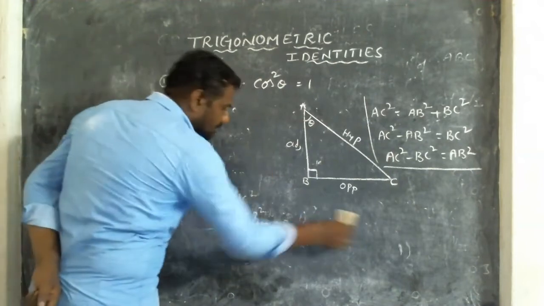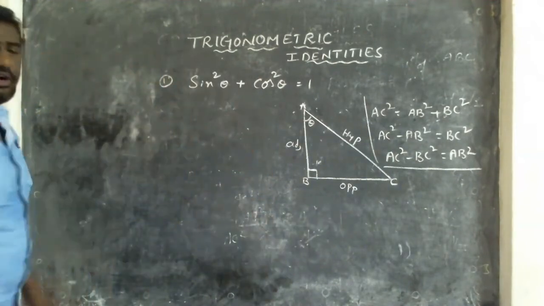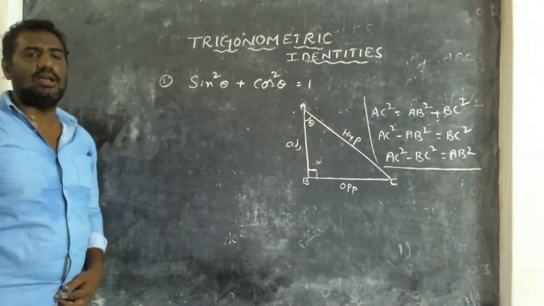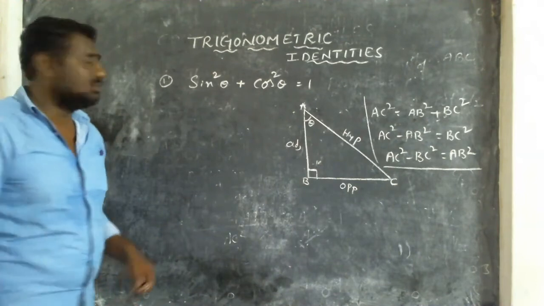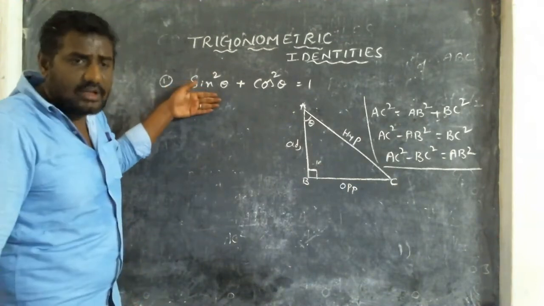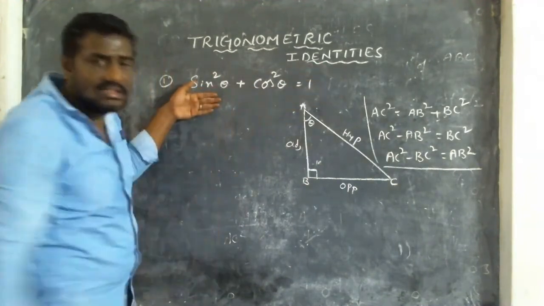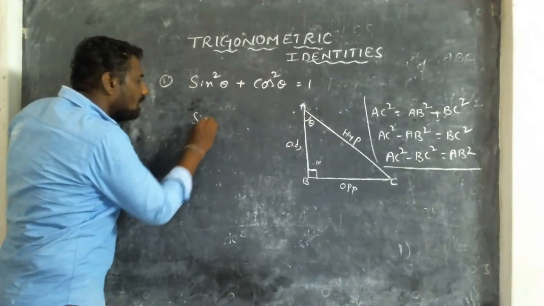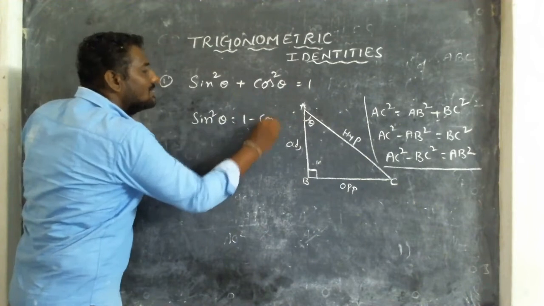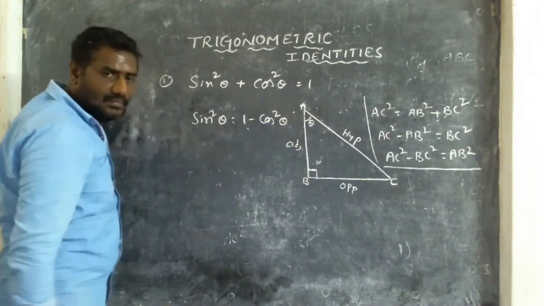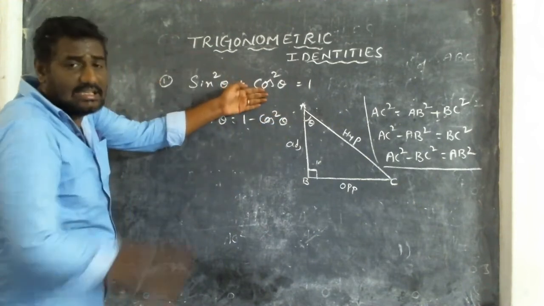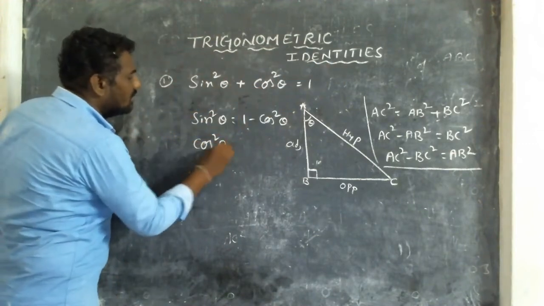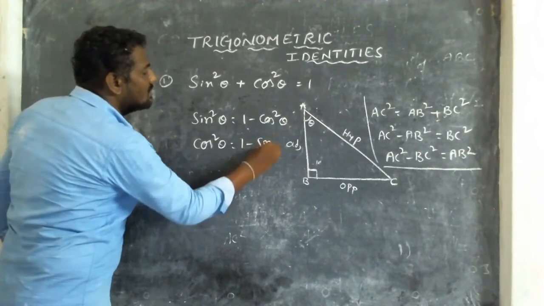Now again, from this formula, we can make two more formulas. What are the two more formulas? First you put sin square on the left side, send the cos square to the other side. You will be getting sin square theta equal to 1 minus cos square theta. Now you put cos square as it is, send sin square to the other side. We will get cos square theta equal to 1 minus sin square theta.